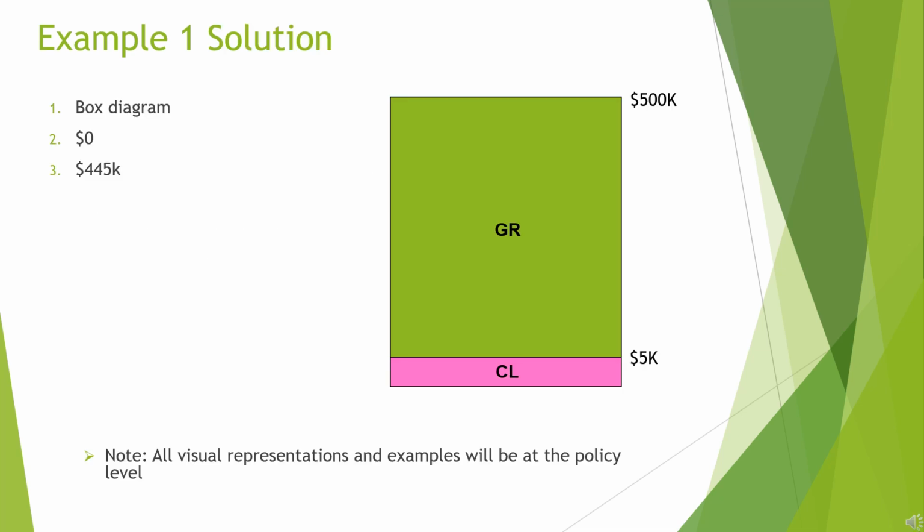Here are the solutions for the problem. First is the box diagram. This is how the diagram will look. For the second question, the answer will be $0, since $3,000 is less than the deductible of $5,000, so Megan has to pay out of pocket and will receive nothing from the insurer.